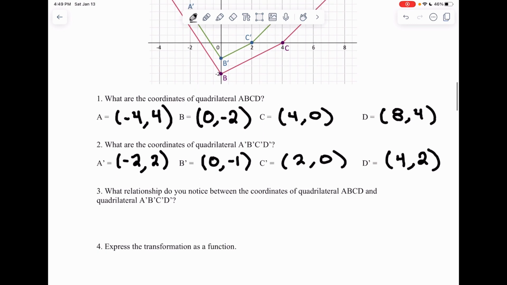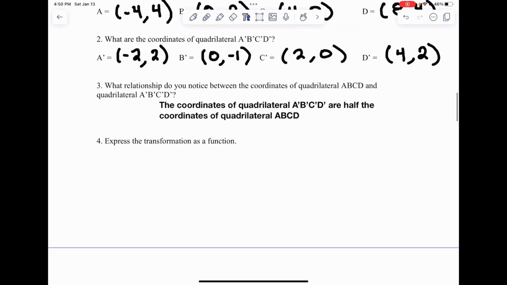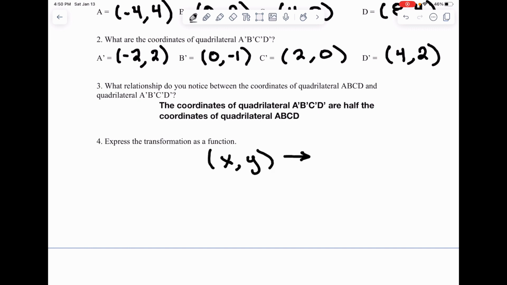So I'm going to write that down for number 3. The coordinates of quadrilateral A'B'C'D' are half the coordinates of quadrilateral ABCD. In order to express this as a function, we are going to say that for every point (x, y), we multiply x and y by 1/2. 1/2 is the scale factor of this dilation.